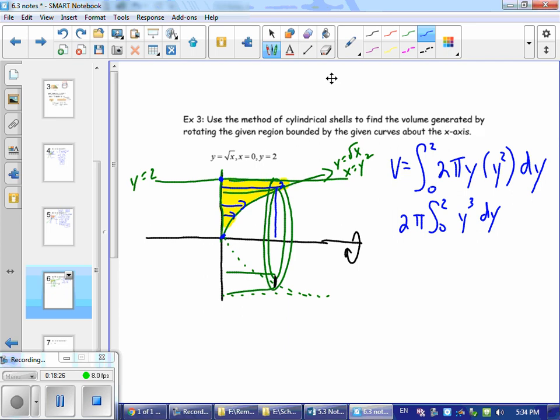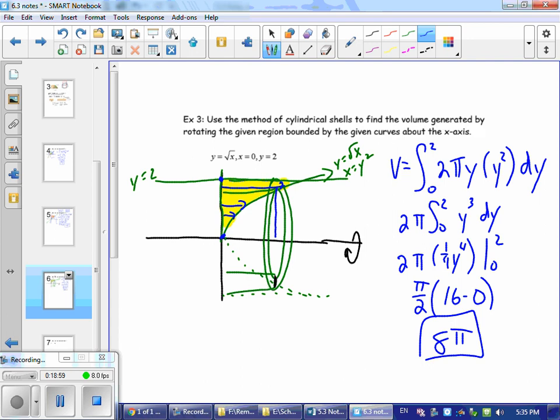This one should, again, be relatively simple. 2 pi times antiderivative 1/4 y to the 4th from 0 to 2. Pulling the 1/4 out to the front with the constants, 2 pi over 4 is the same thing as pi halves. And then plugging in 2 and 0 into y to the 4th will give you 16 minus 0. So we're going to get 16 pi halves, or 8 pi. And that's the volume. All right, so that's one where it's done with respect to revolving around the x-axis.